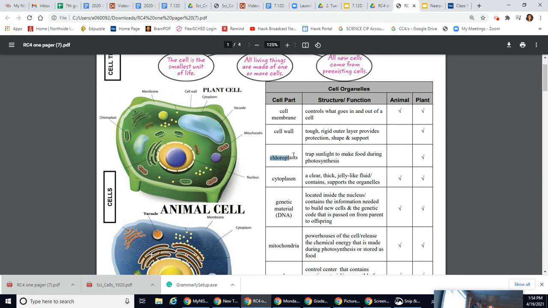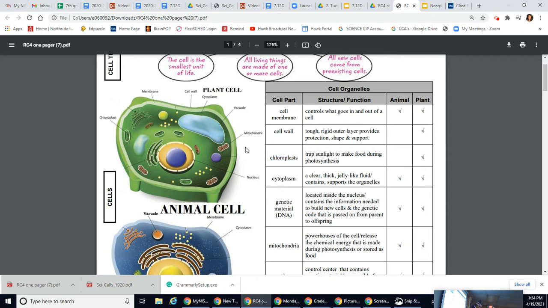Another major organelle are the chloroplasts. So the chloroplasts are these organelles here, these structures. They trap sunlight to make food during photosynthesis. So chloroplasts are found in plant cells and not in animal cells. All the other organelles are the same.